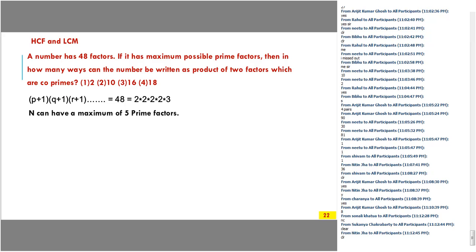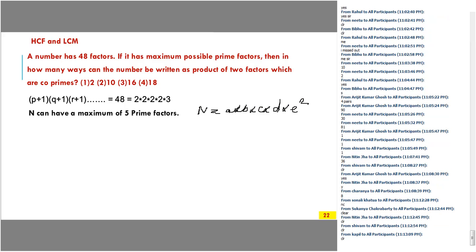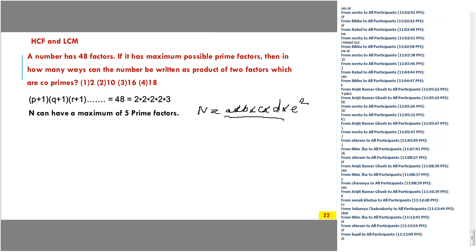Number is not given. 48 is given or not? So what's the maximum prime factors? You can have 5 prime factors or not? Are you clear with this? Just 5 prime factors. It can be written as A into B into C into D into E square. How many are clear with this?